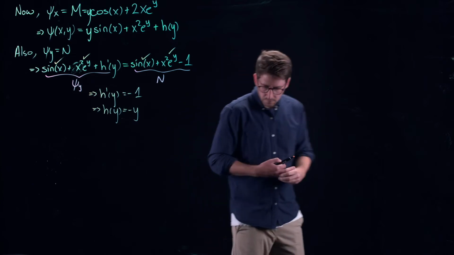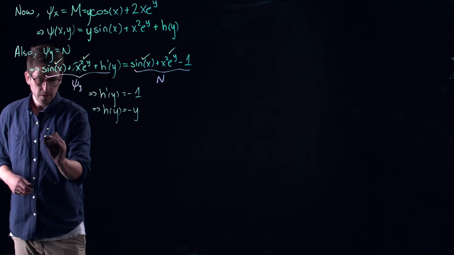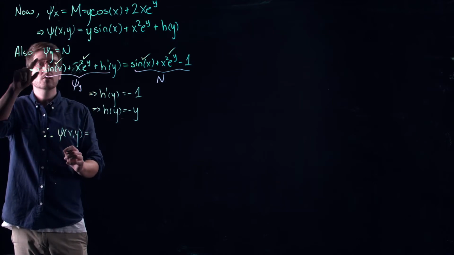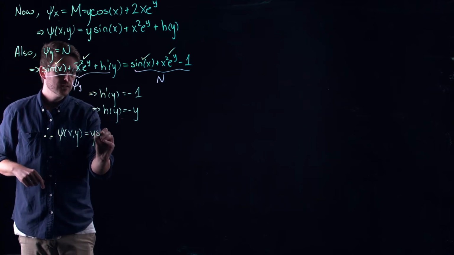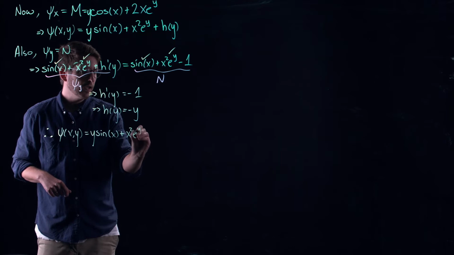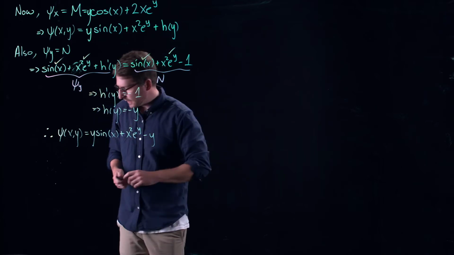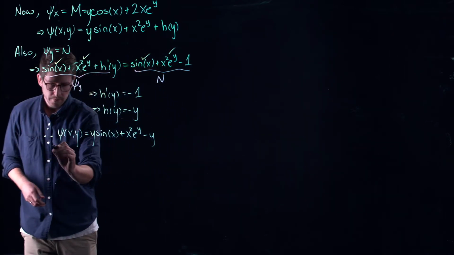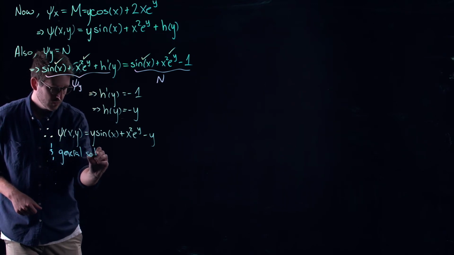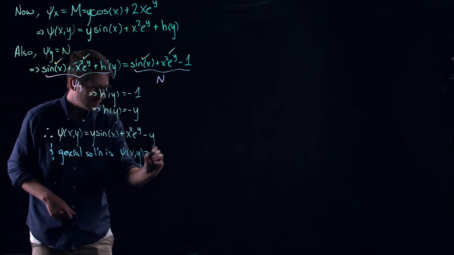Now here you're wondering to yourself, why didn't you put a constant in? Well, let's take a look. Therefore, my potential psi of x, y is equal to y sine of x plus x squared e to the y minus y, that's my h term. If that had a plus c on the end, remember that the general solution is psi of x, y equal to any constant.